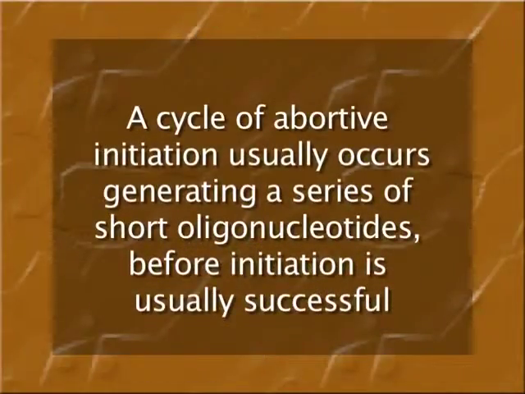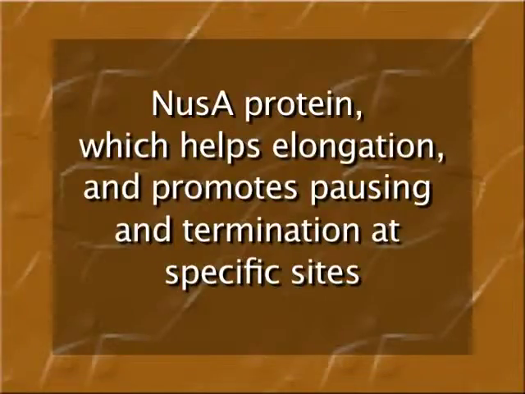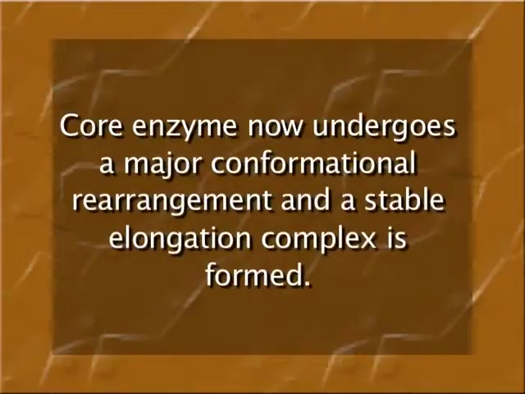A cycle of abortive initiation usually occurs, generating a series of short oligonucleotides before initiation is successful. Number 4, once initiation succeeds, the sigma factor of RNA polymerase dissociates. Number 5, the dissociation of sigma factor marks the entry of NusA protein, which helps elongation and promotes pausing and termination at specific sites.